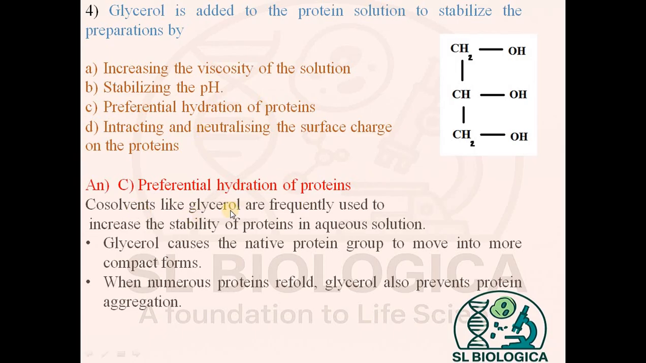Co-solvents like glycerol are frequently used to increase the stability of proteins in aqueous solution. Glycerol causes a native protein group to move into more compact forms, and when numerous proteins reform, glycerol also prevents protein aggregation. So basically it will hydrate the protein molecule and cause the native protein to move into more compact forms.